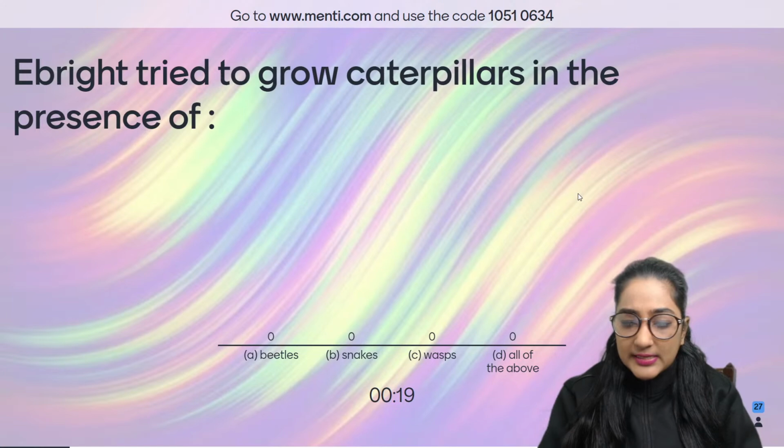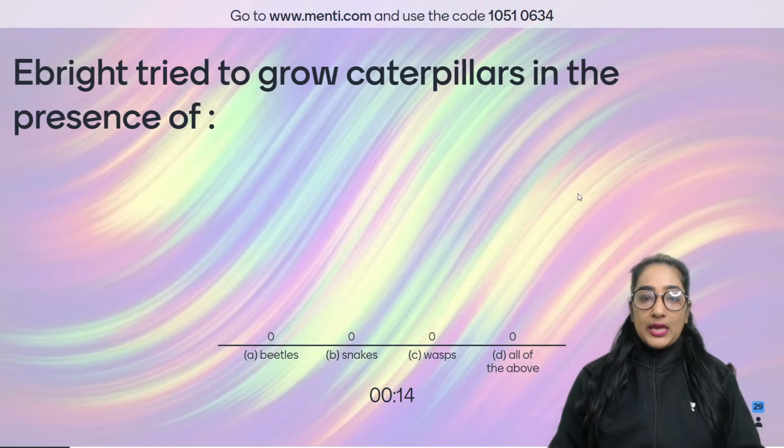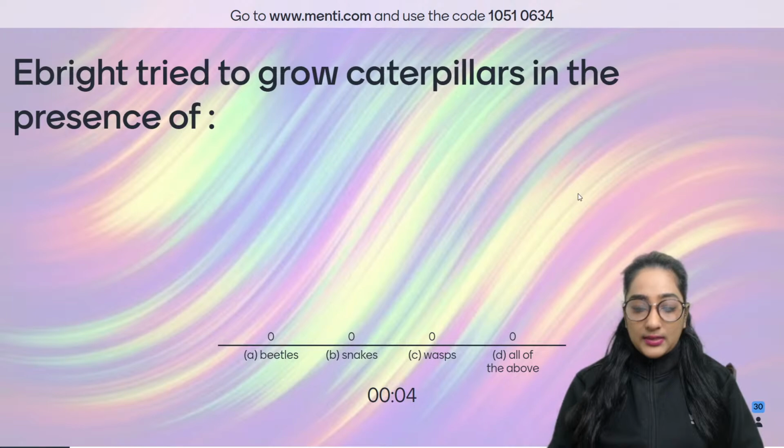Quite an easy question, right? Not that difficult to answer. You guys can answer that so easily. A, B, C, or D? Embry tried to grow caterpillars in the presence of what? What is it? A, B, C, or D? Okay, 2, 1, and the time is up already.